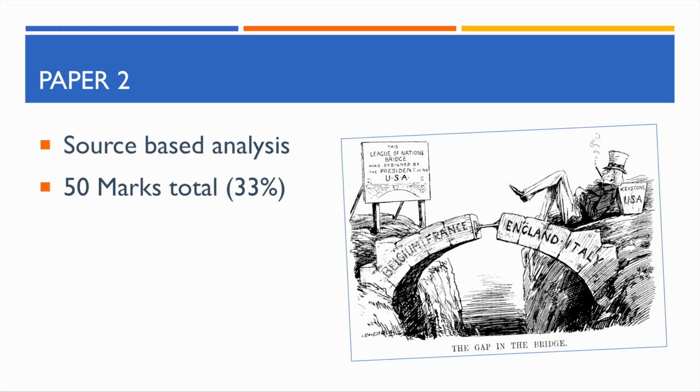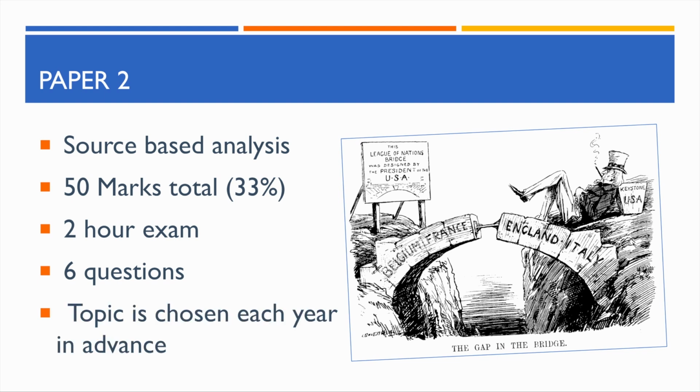It is a 50-mark paper, and it comprises 33% of your overall grade. It is a 2-hour exam, so essentially the same as paper number 1. It comprises 6 different questions. One of the big differences between paper 1 and paper 2, however, is that in paper 1 you get to choose which questions you wish to answer, so you can really answer questions that go to your own strengths. With paper number 2, the 6 questions are set in stone and you don't really have a choice. You have to answer the 6 questions which are given.